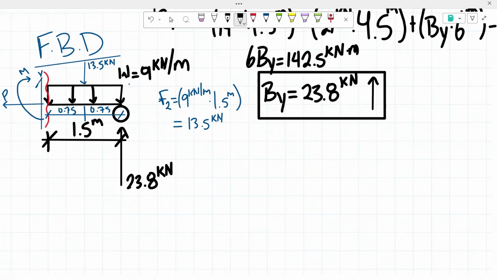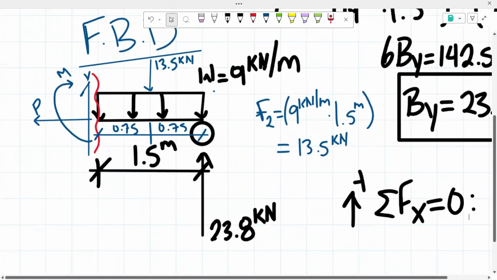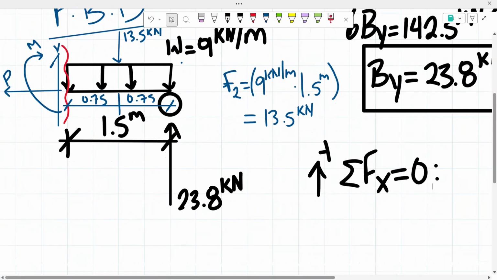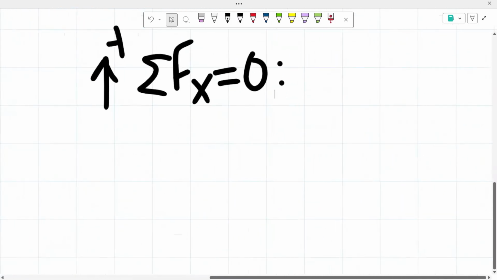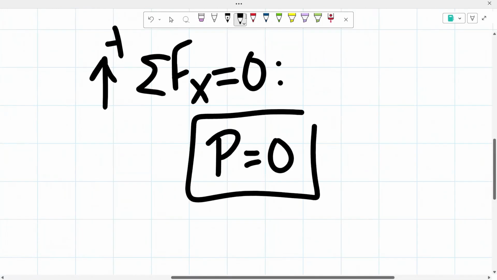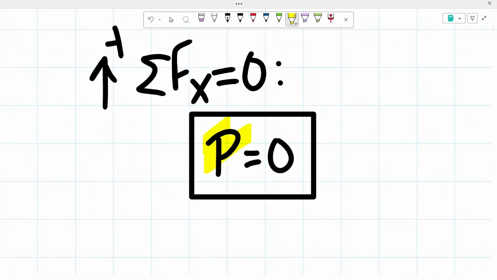So the first thing that I'm going to do is I'm going to be taking the sum of the forces in the x direction to solve for our normal force. And as you guys could see in our free body diagram, our normal force is the only force in the x direction. So that means that our normal force will have a value of 0. So remember, this is our normal force.